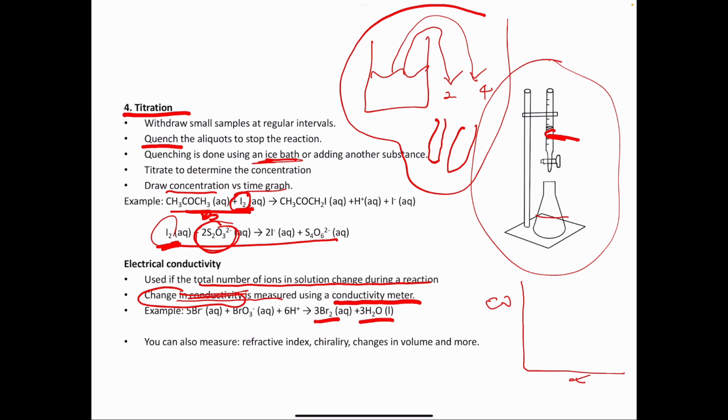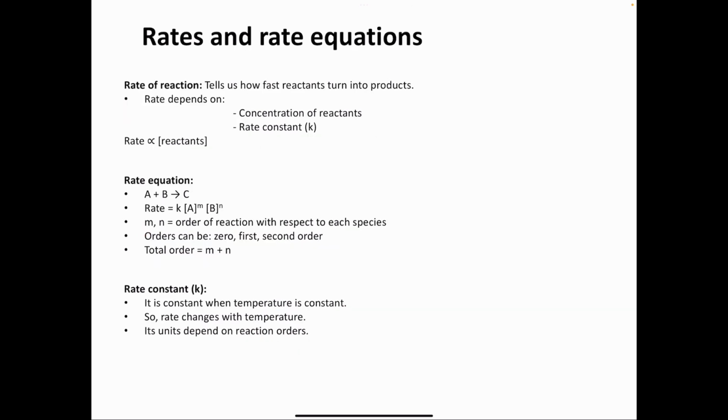As this reaction progresses, there is going to be a change in the total number of ions, and so we can use a conductivity meter in order to know the electrical conductivity, and then we can plot the results on a graph in order to determine the rate. We could also do refractive index, chirality, change in volume, and many more that were not discussed in detail in your textbook. Next, let's go to rates and the rate equation.